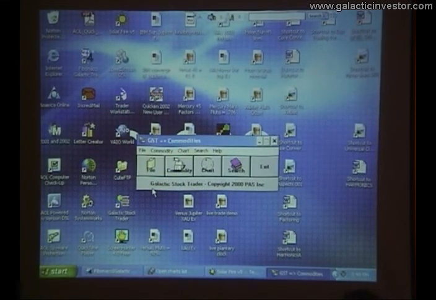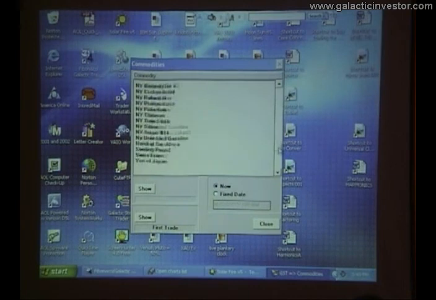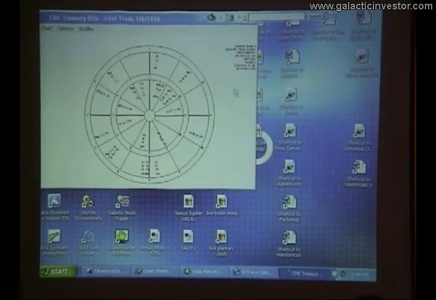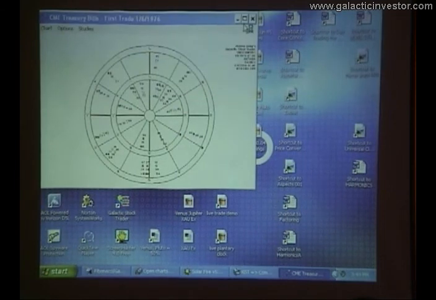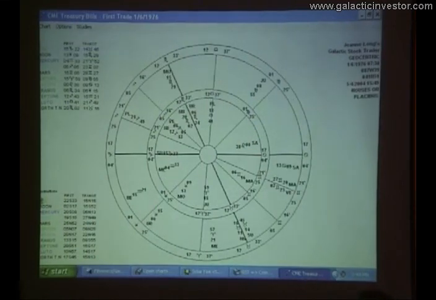but we have a nice database of commodity first trade charts. Yep, you just have to learn how to interpret these. Like here's the CME Treasury bills. Let me get rid of my email here. I don't want to look at that. Get lost. So we need to get this Galactic Stock Trader, or is this an extra? This is a separate program, but it has all the first trade charts.